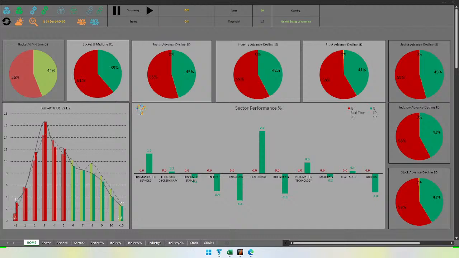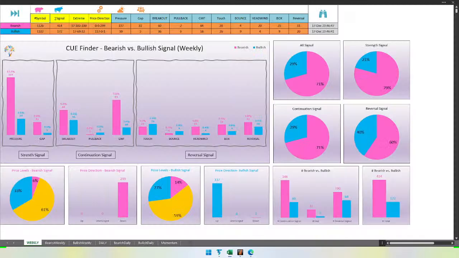Now if we look at technical breadth, let's see what we can gather from there. Technical breadth, that is balance between bearish and bullish signals. First looking at the weekly interval, all signals 71% bearish, strength signal 79%, trend continuation 71%, trend reversal 60%.